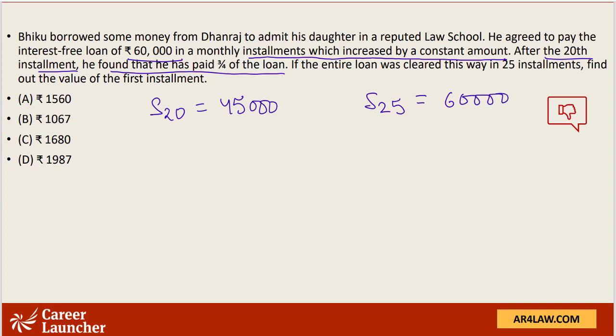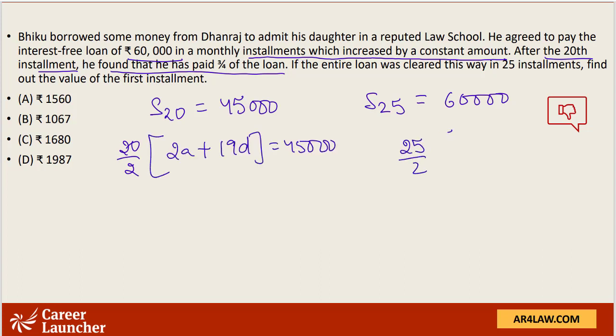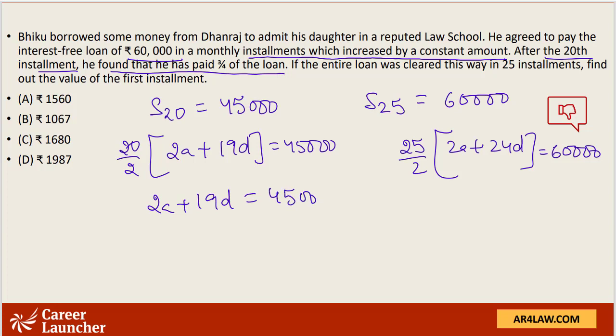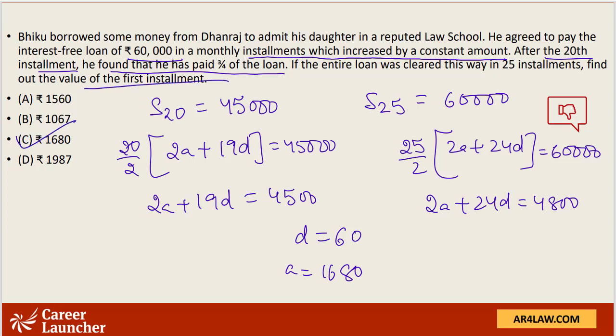Using the formula for the sum of n terms in an AP, and punching in the values, we get 2A plus 19D as 4500, and 2A plus 24D as 4800. Solving this, D comes out to be 60 and A comes out to be 1680. A is the first installment, which is what is being asked here. The value of the first installment is 1680.